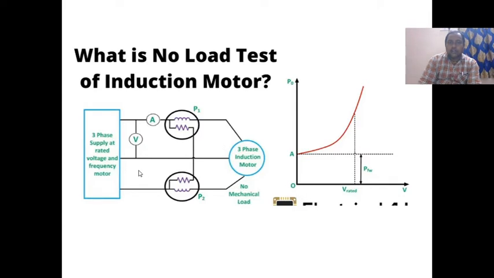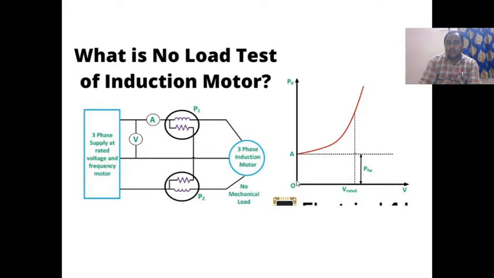So in the no load test, we apply the rated voltage. We take the values of the ammeter and wattmeter readings. This is the voltage V. This is the power. So the curve starts at point A. If you vary the supply from 0 to V rated, the curve does not start from 0, it starts from point A onwards.